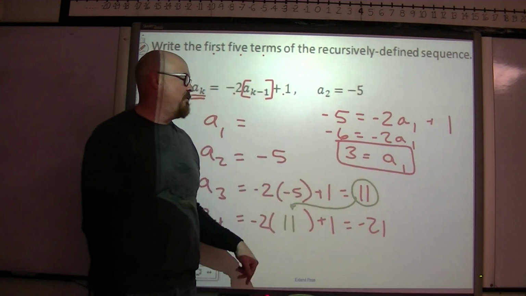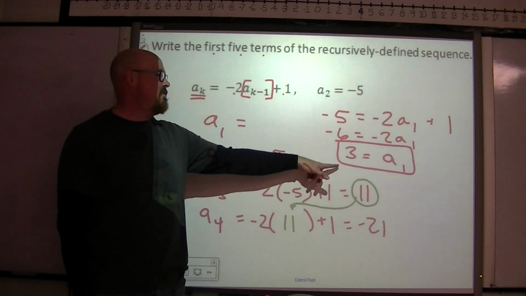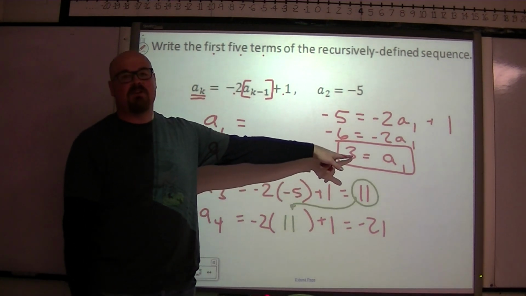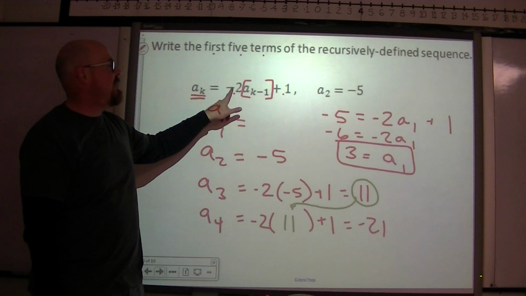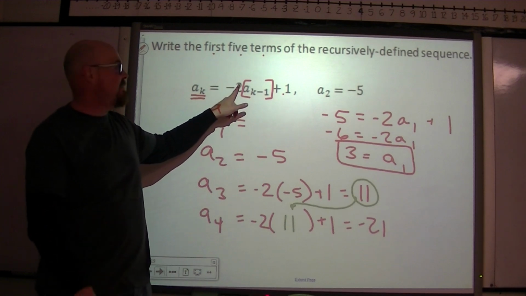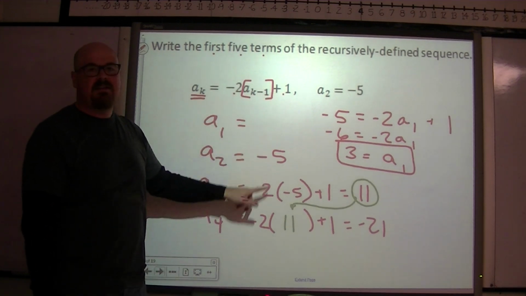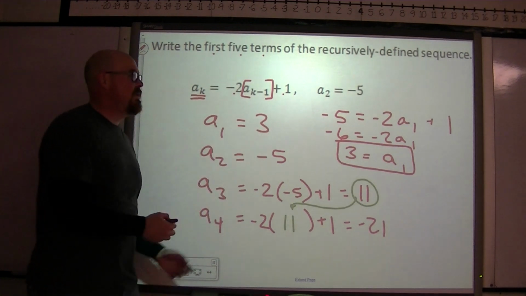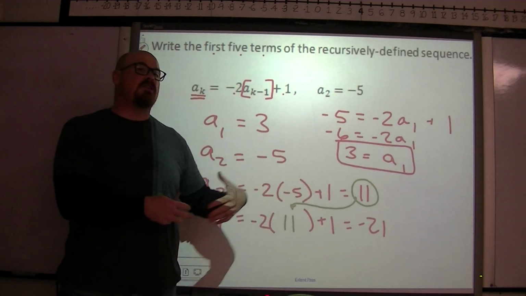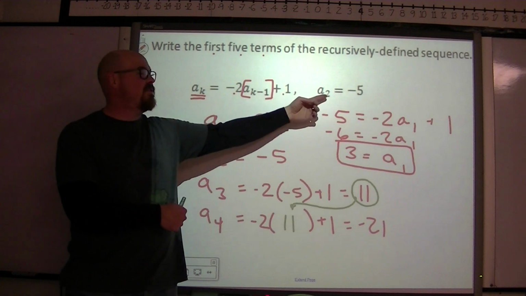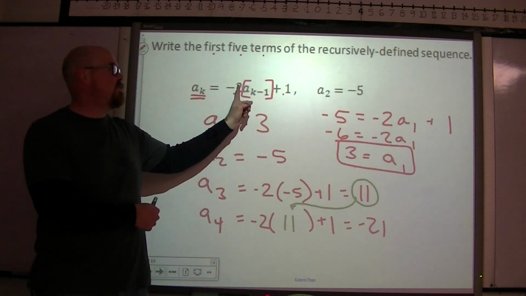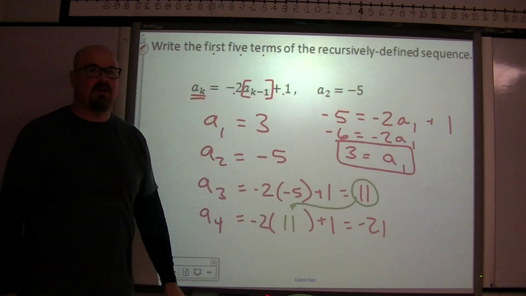So we have 3 for the first term, -5, and check it to see if it even makes sense. I'm taking the first term of 3, multiplying it by -2, that's -6, and -6 plus 1 is -5. Okay, so we actually solved an equation based on knowing the second term and trying to find the first term, but we still use the rule as it was written. Okay?